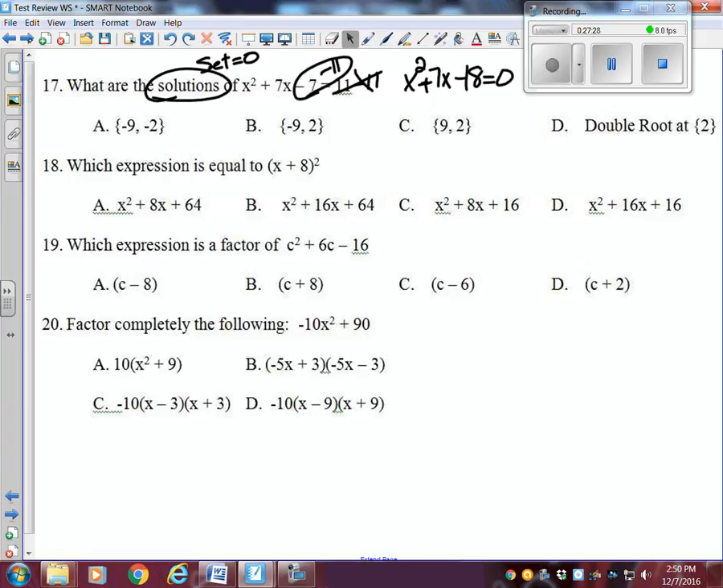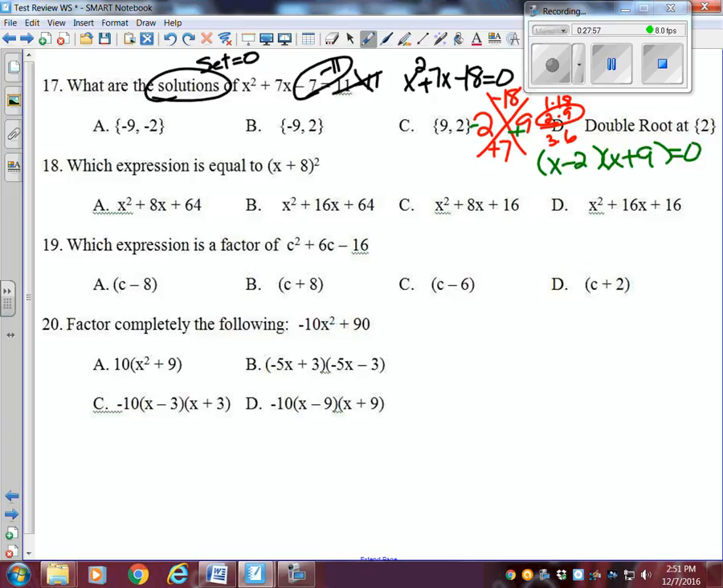What multiplies to give me 18 and mentally subtracts to give me 7? So I'm thinking 1 times 18, 2 times 9, 3 times 6. It's got to be 2 and 9. The middle term matches the bigger number, so my bigger number needs to be positive. It means 2 needs to be negative. Now, that's what I get when I go to parentheses, x minus 2 and x plus 9.